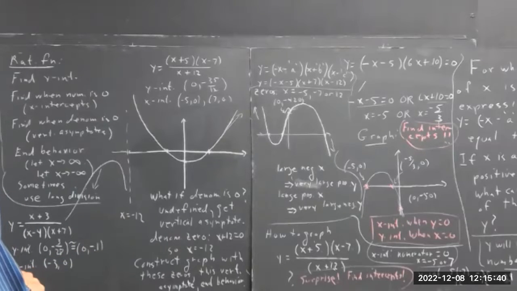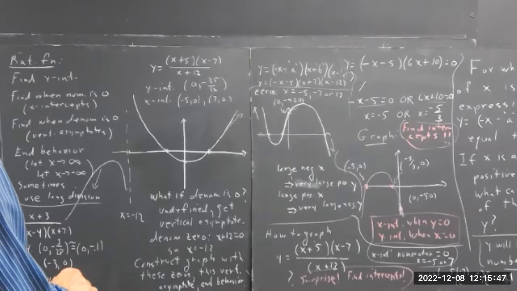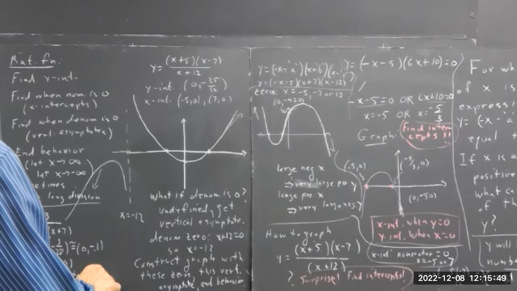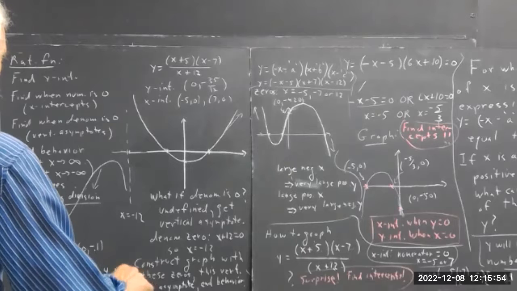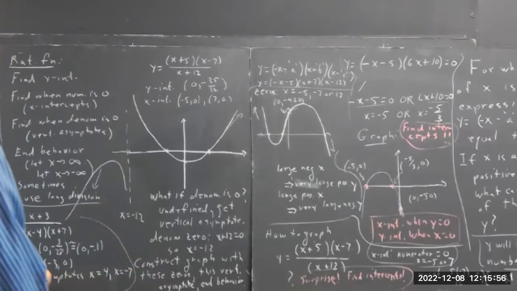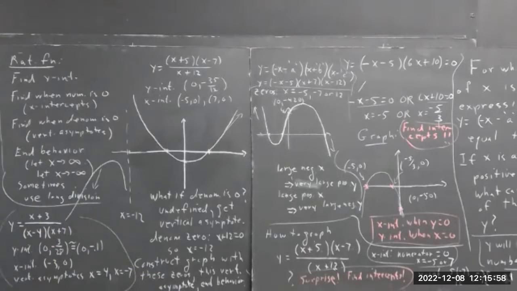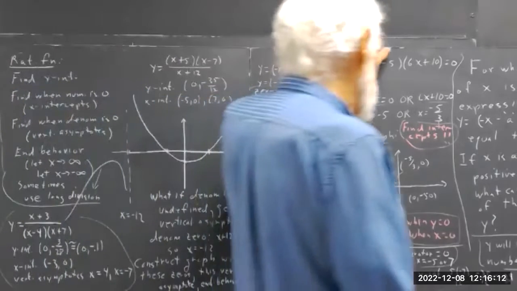And your vertical asymptotes are x equals 4 and x equals -7. And everybody got that much. I didn't have to do anything. Just sit back and enjoy what you're doing, okay? So that's an excellent start.